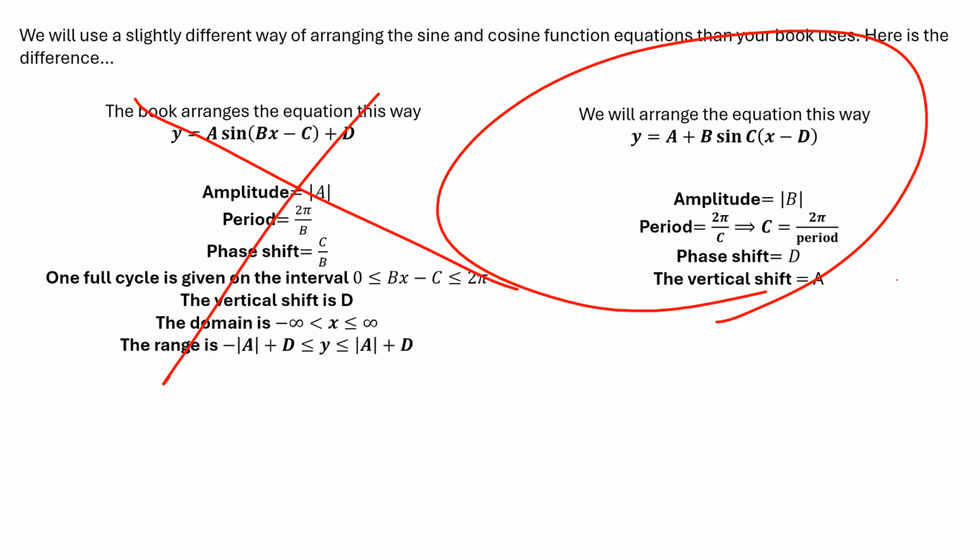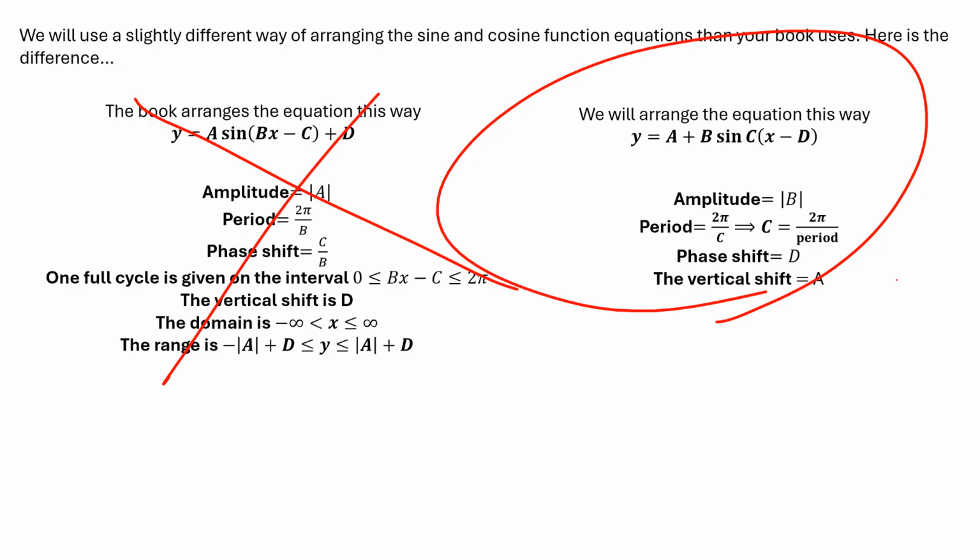B, when you multiply a function by b, you get a vertical shrink or stretch. So if the absolute value of b is greater than 1, you have a vertical stretch. If it's less than 1, you get a smush. Bottom line, the absolute value of b is the amplitude of the function. If b is negative, this also is going to reflect the graph across the x-axis. So we have to keep an eye on that.